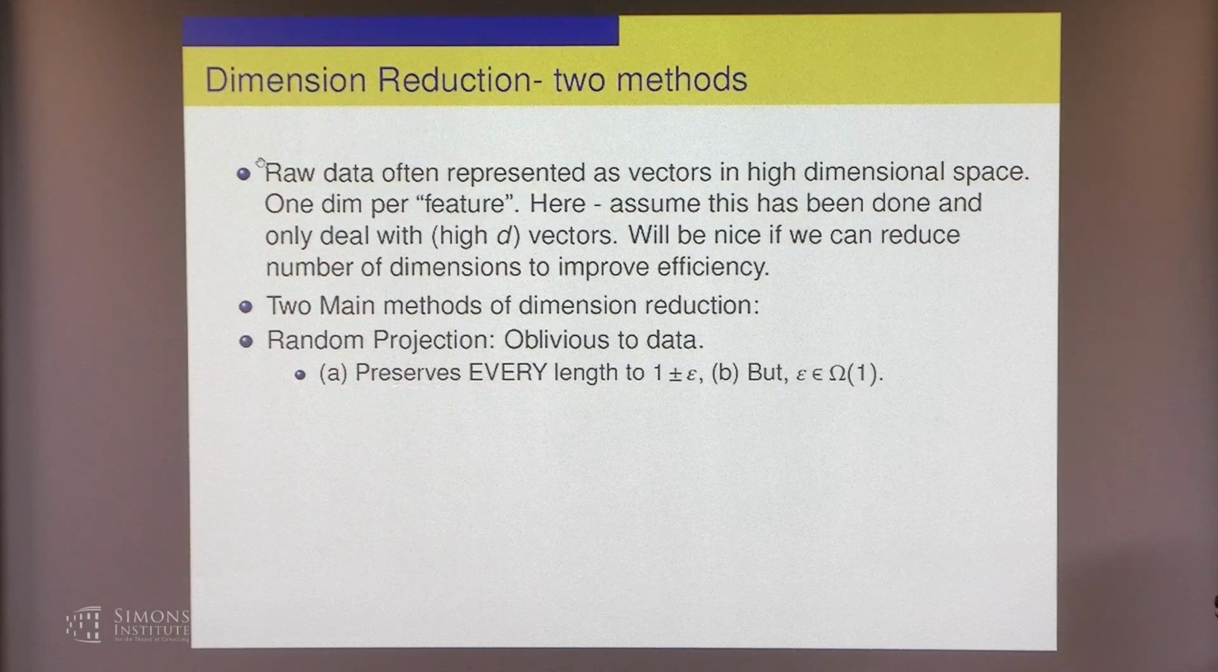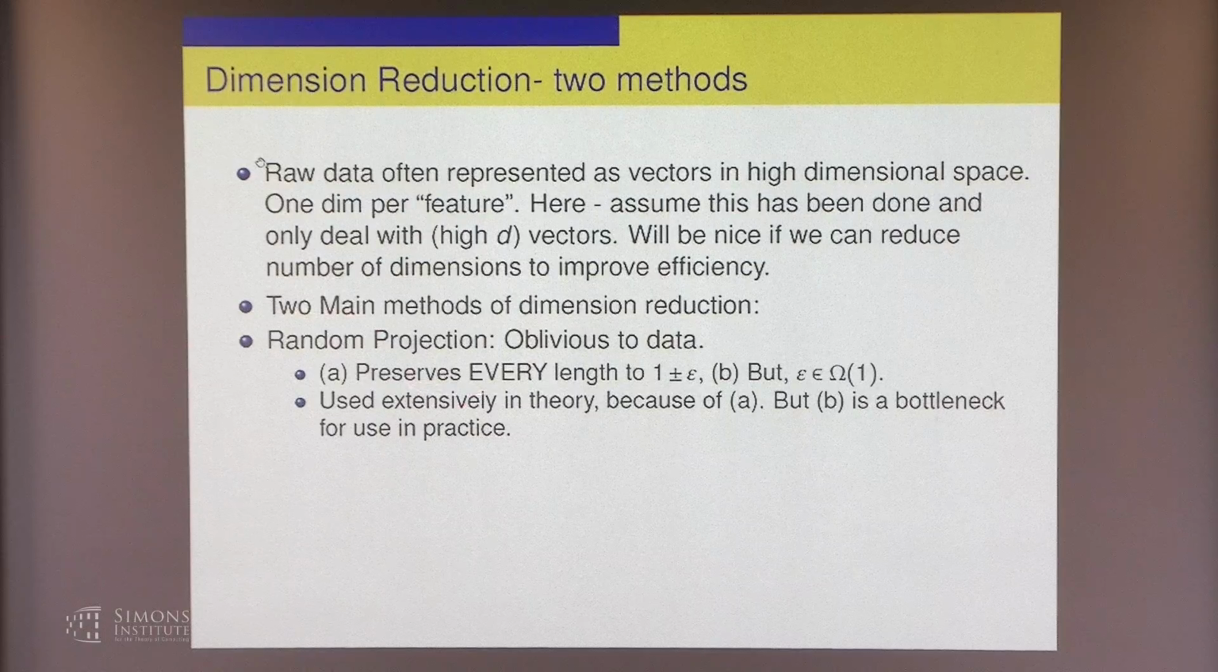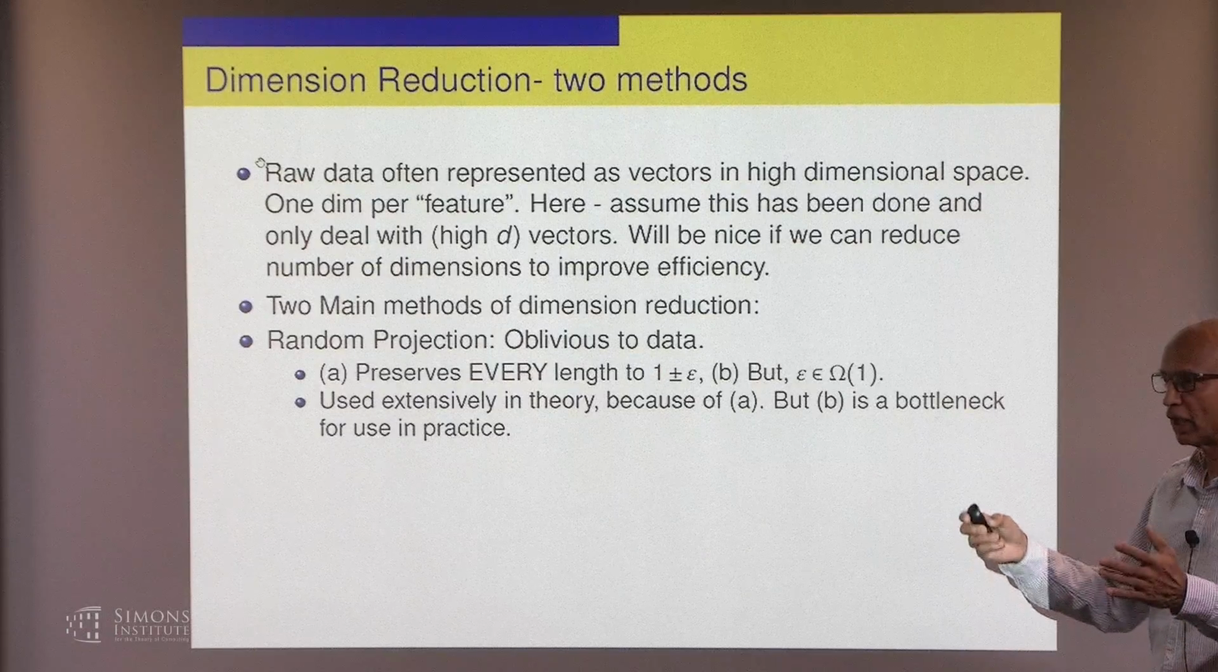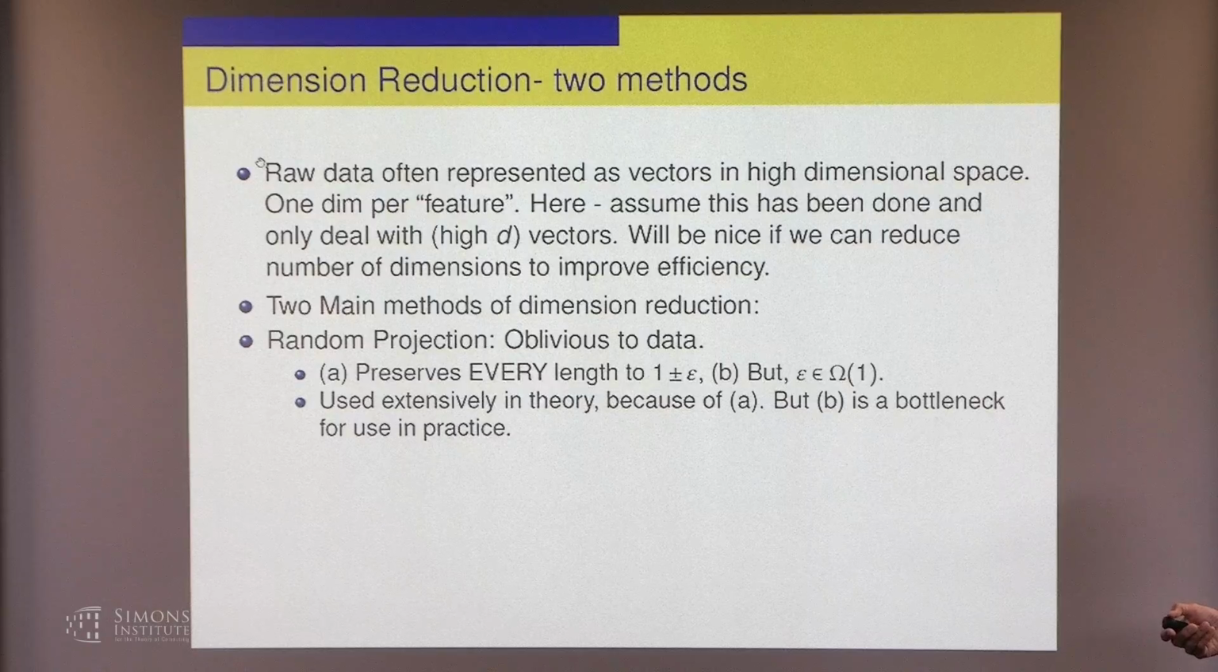And we'll see in the Johnson-Lindenstrauss theorem that it preserves the length of every vector to relative error epsilon. But you generally cannot beat epsilon about a constant. If you want to go better than that, the dimension of the projection becomes very high. So it's used extensively in theory because every vector's length is preserved, but it is a bottleneck in practice because quite often you want an epsilon much smaller than a constant. For example, in theory we are happy with 1 plus epsilon times the expectation, so we are making an error of epsilon times the expectation. In practice you want an error commensurate with the standard deviation, which may be much smaller than the expectation. Then this is not useful.